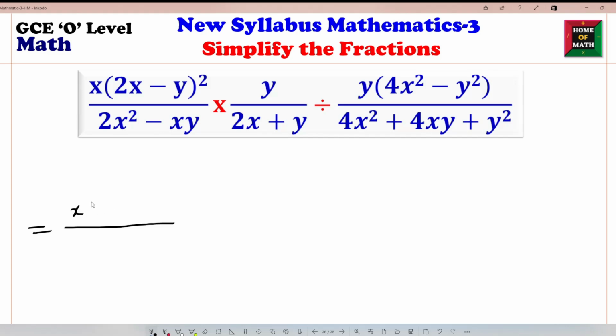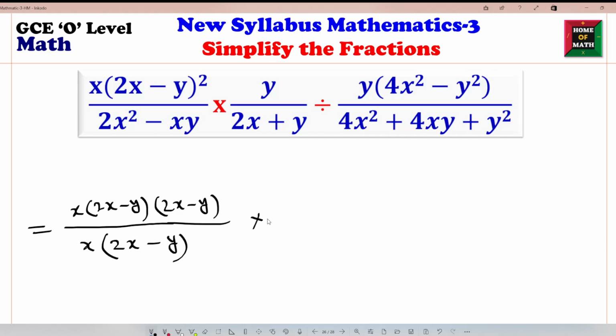x times (2x minus y) times (2x minus y), right? Then here we can take common x, so here is (2x minus y) times y, divided by (2x plus y).